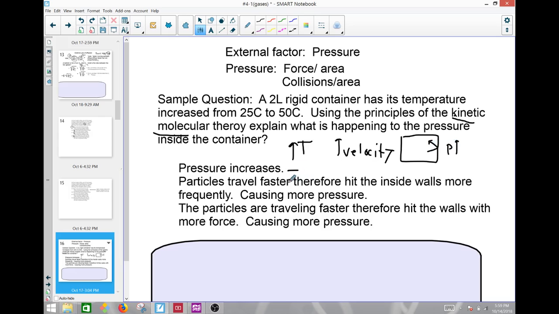Pressure increases. Particles travel faster, therefore hit the walls more frequently, causing more pressure. The particles are traveling faster, therefore hit the walls with more force, causing more pressure. There's two different ideas here. You want to make sure you understand both of them. Not only do we have more collisions, but the particles are traveling faster, so when they do hit, they actually produce a greater force as well.